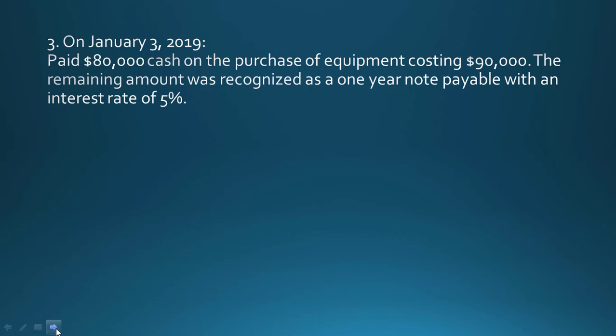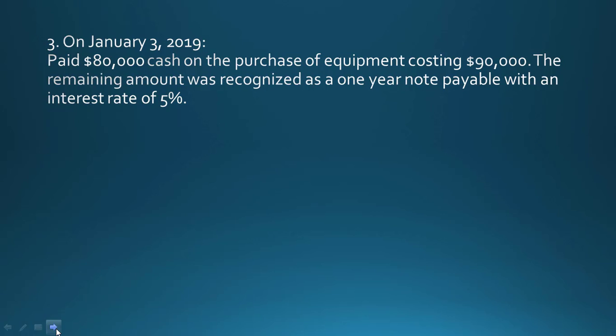On January 3, 2019, paid 80,000 cash on the purchase of equipment costing 90,000. The remaining amount was recognized as a 1-year note payable with an interest rate of 5%. So what you actually did, you bought equipment. The value of the equipment is 90,000 US dollars, but you paid 80,000 cash, and for the rest 10,000 you agreed on a 5% interest agreement saying that you will pay within a year, and that is a liability for you because you promised that on a future date you'll pay that 10,000.